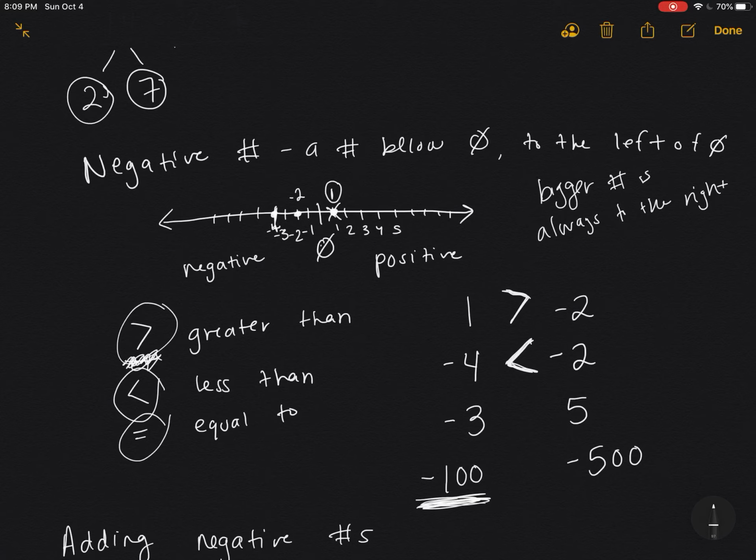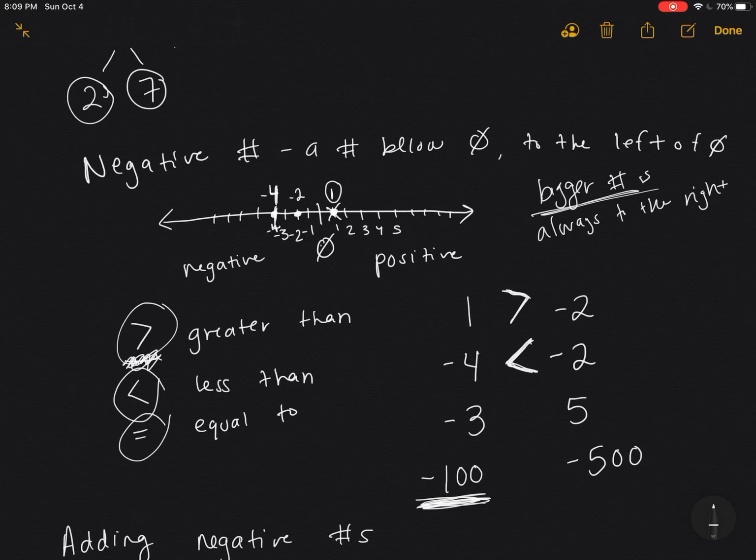And if you look on the number line, -4 is to the left, -2 is to the right. The bigger number is always to the right. The more and more right you go on a number line, the bigger and bigger your number gets. More and more left, smaller it gets.